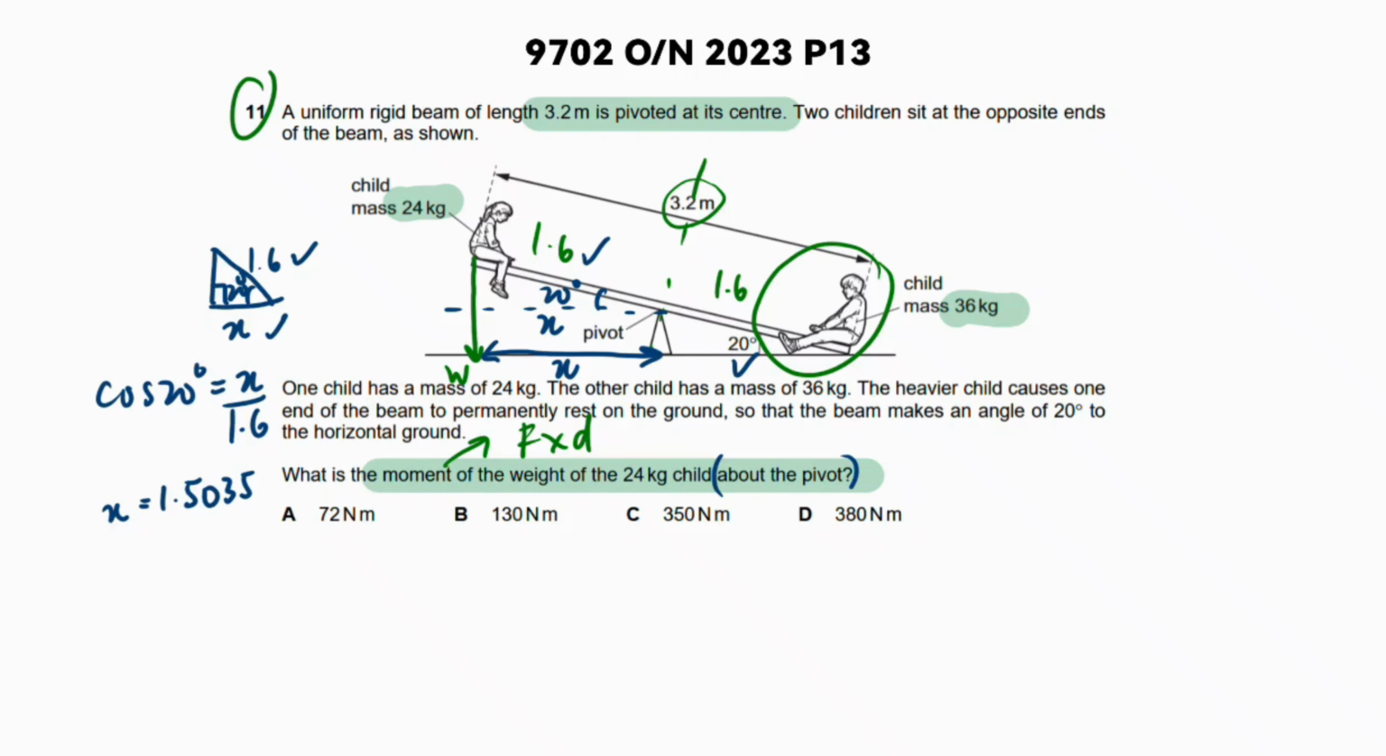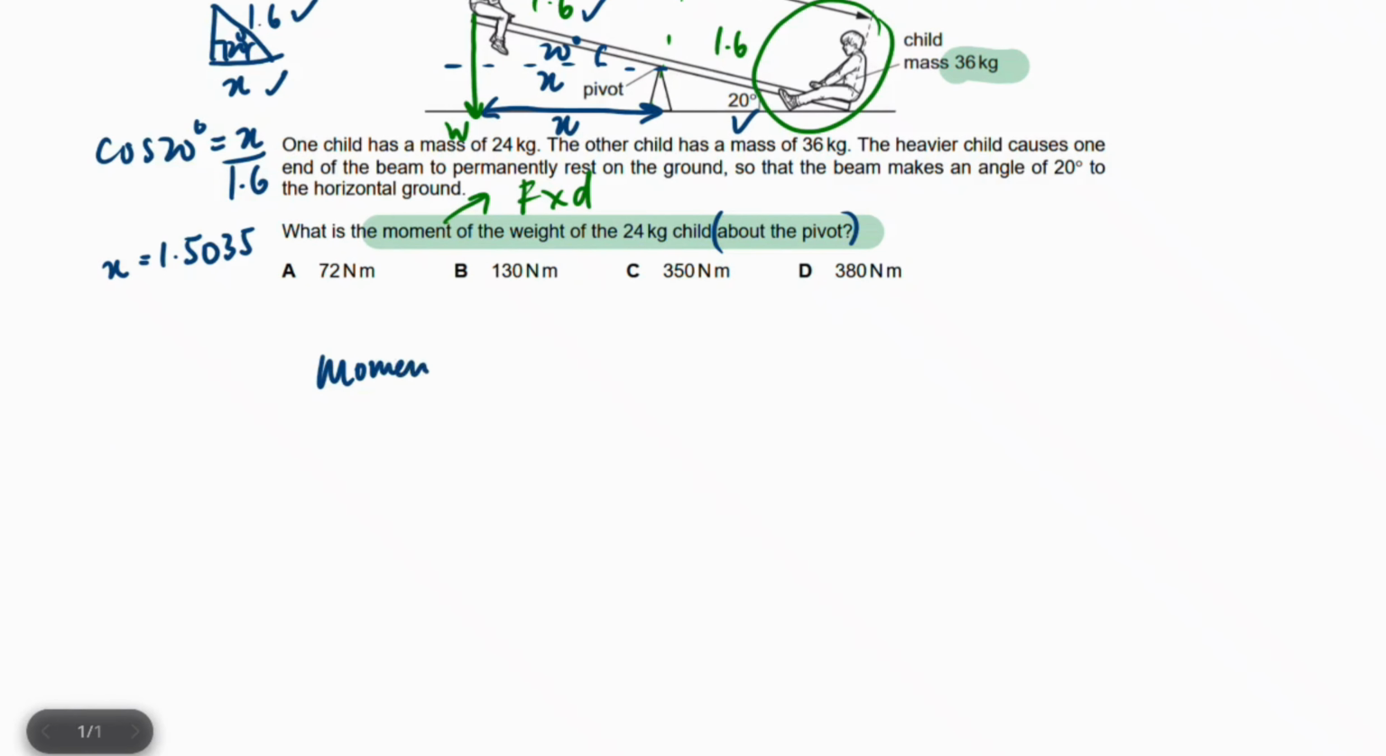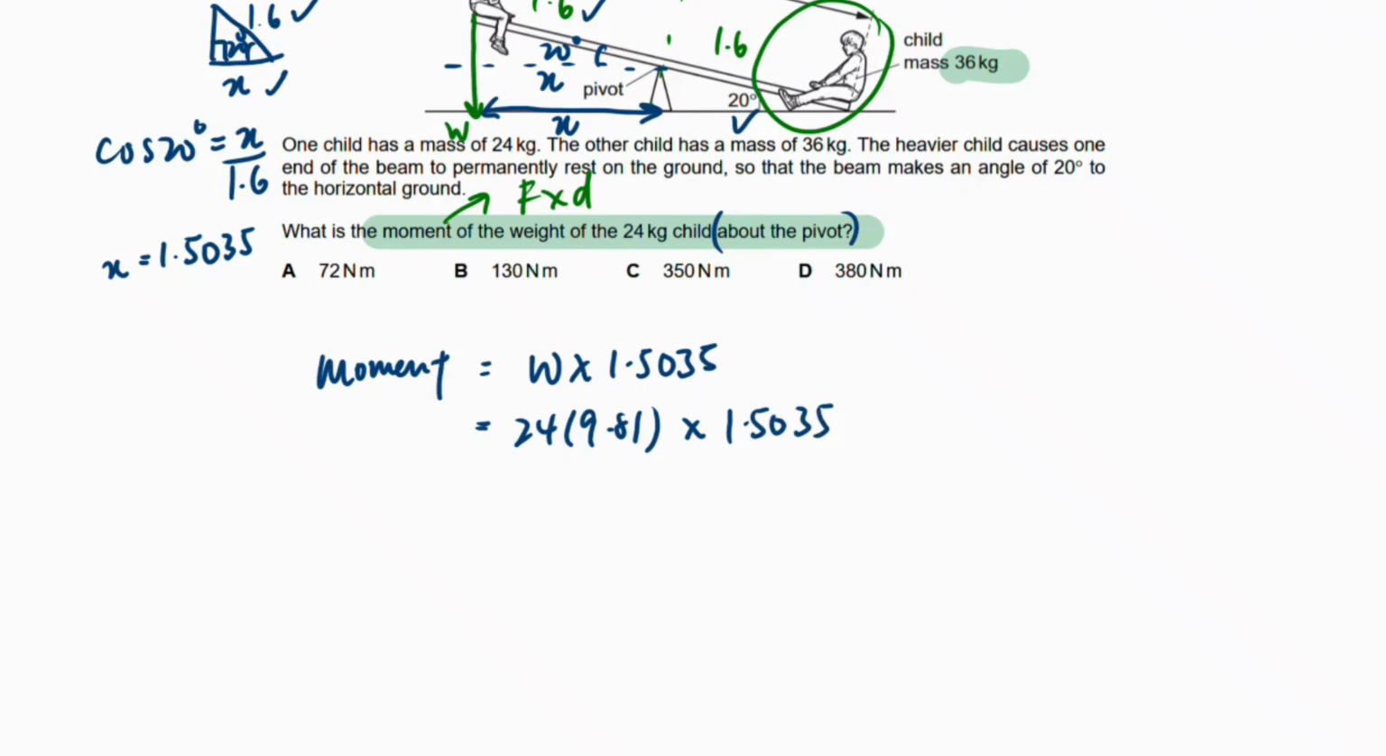Okay. So now, to find the moment, we can just take the weight times 1.5035. So your weight is 24 times 9.81. Remember, it is 9.81 in physics paper. If it's in mechanics paper, then it's 10. So make sure you use the correct g value. So if you compute this in your calculator, you should get 353.98. Basically, it's 354 Newton. And if you realize all the answers here are in 2 significant figures, therefore, if you round this to 2 significant figures, it's 350 Newton. And your answer is C.